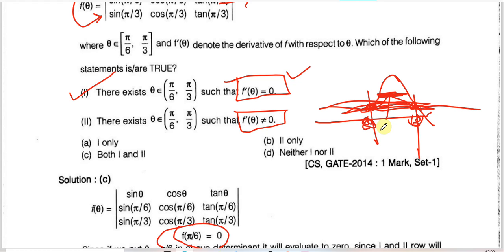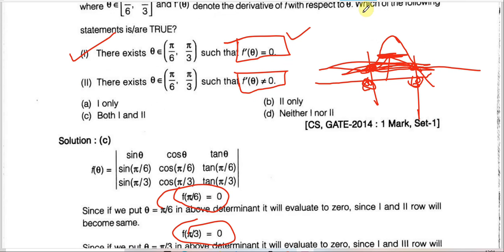So Rolle's theorem was only valid if f of theta is a constant function. If it is constant, then only f dash will be 0. Otherwise, if it's like that, then f dash will be some constant value. So this option also may be true.